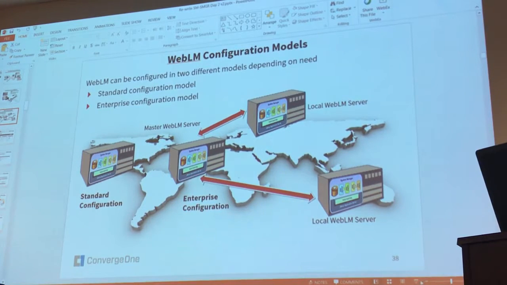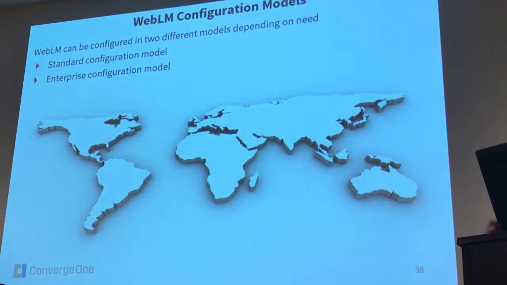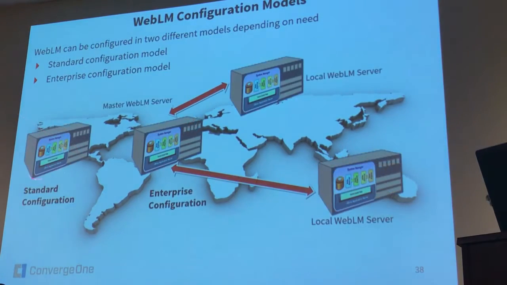Let me go back some slides. Here on page 38, they're talking about two ways in which you can configure your WebLM. One is known as the standard configuration model, where you just have one WebLM and you install the licenses there for all of your systems. There is a newer model that probably came out around 4 or 5 years ago, which is the enterprise configuration, where you have one WebLM as the master WebLM and some local WebLMs that are kind of slave WebLMs. You install the license on the master WebLM and push from the master to the local WebLMs depending on how you want to do it.